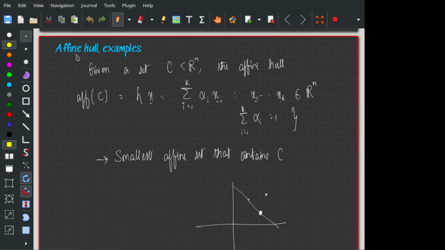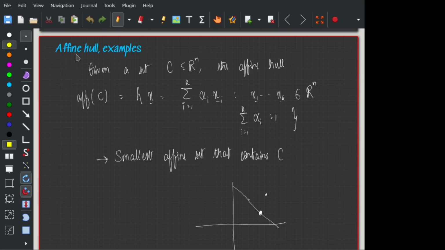You can think of an affine hull as another set derived from some set. You have an original set which may not be affine, and the affine hull is going to be a new set which will be affine and contains the original set.